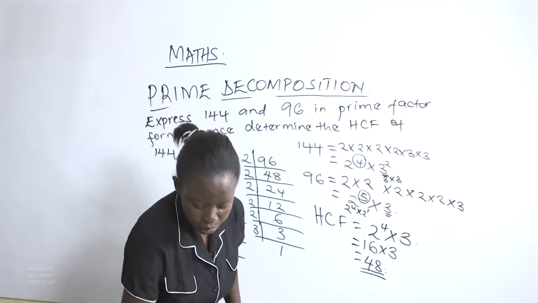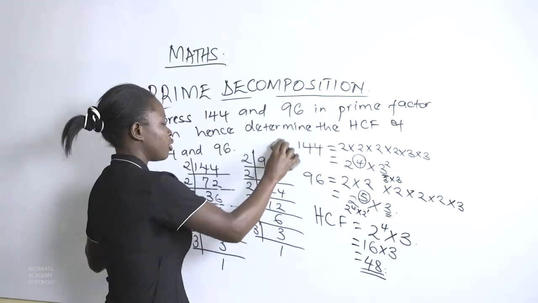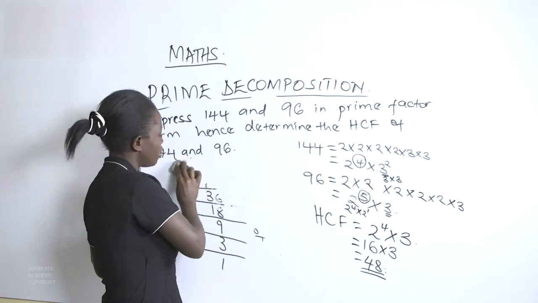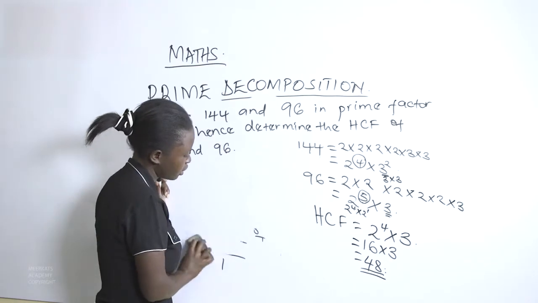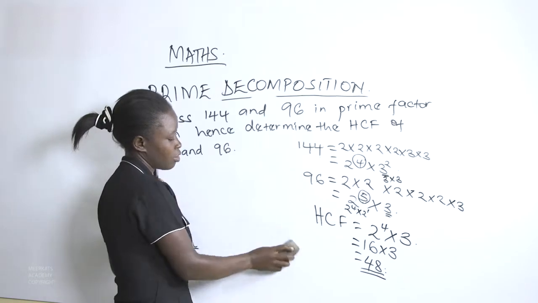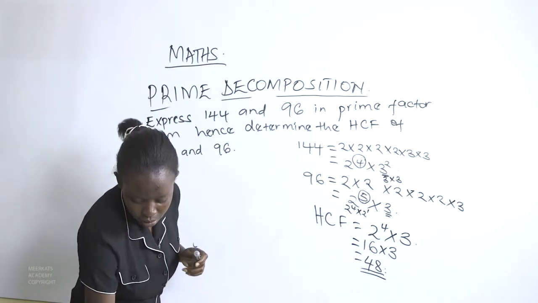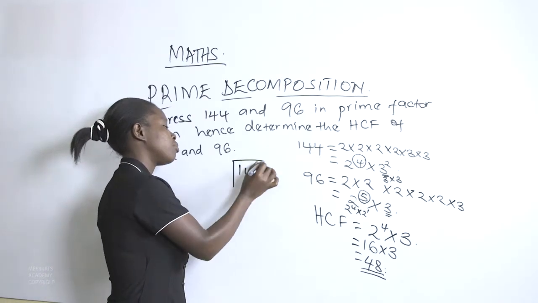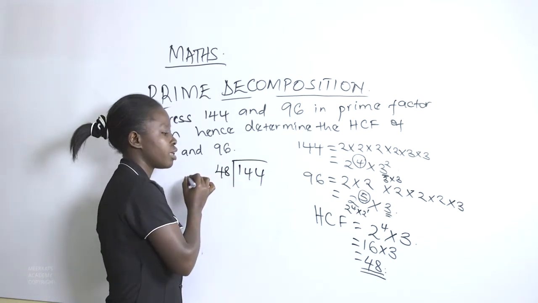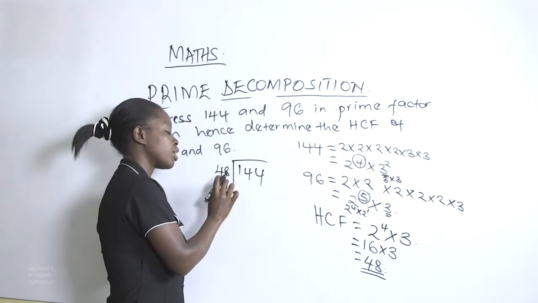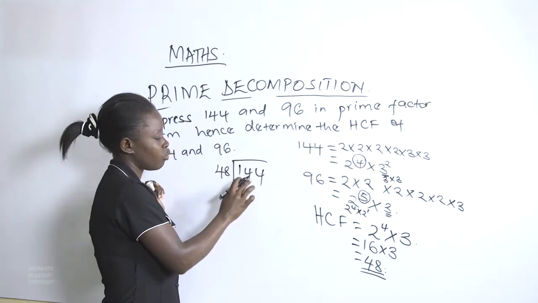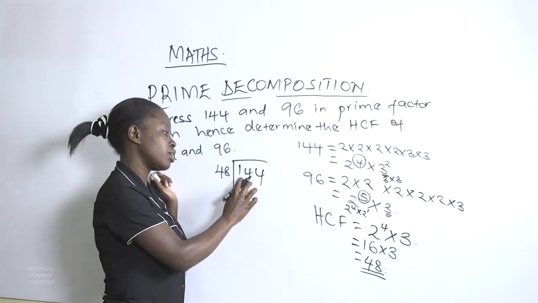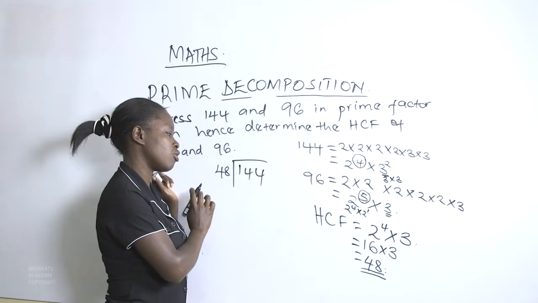We can confirm if 48 can divide 144 and at the same time divide 96. So we just want to confirm. So 144 divided by 48, the highest common factor. A factor, we said, is just that number that fully divides a number without a remainder. So we find out, is there any remainder if 48 divides 144 or not?